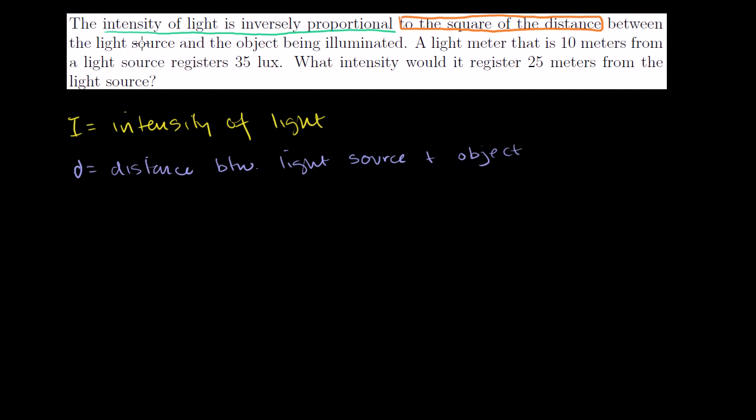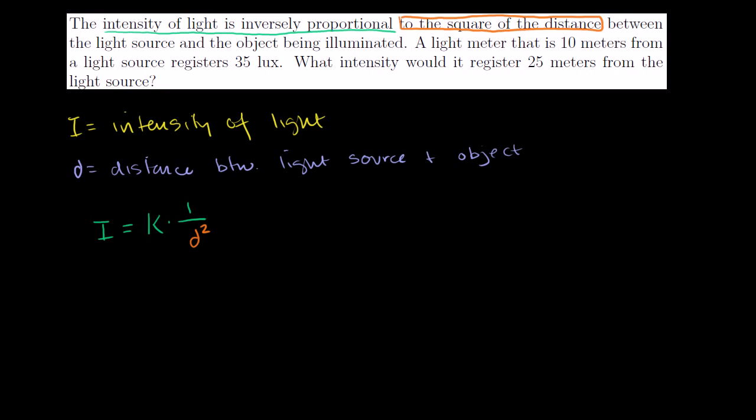Now, what does this first sentence tell us? The intensity of the light, I, is inversely proportional. So it's going to be some proportionality constant times the inverse. But notice, the intensity of light is inversely proportional to the square of the distance, not just to the distance. So to distance squared. If it just said to the distance, we would just have a d here. So it's 1 over the square of the distance between the light source and the object being illuminated. So that's what this first statement is going to give us, this equation right here.